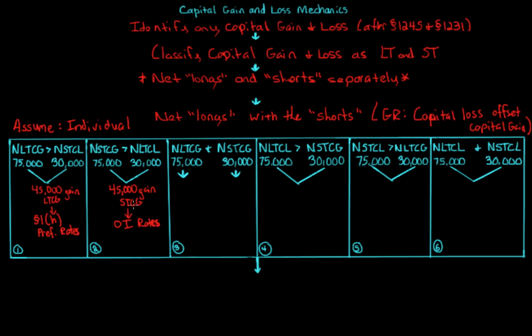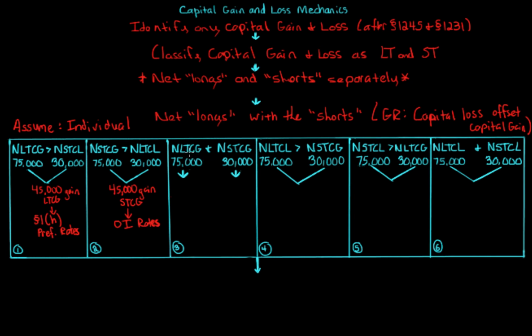But if you have any short-term capital gain after this step, it's going to be subject to ordinary income rates, which could be as high as 40%, and this could be as high as 20% at the time of this video. When you're watching the video, these rates might have changed, by the way, so please take that into account. Okay, let's continue with the examples.